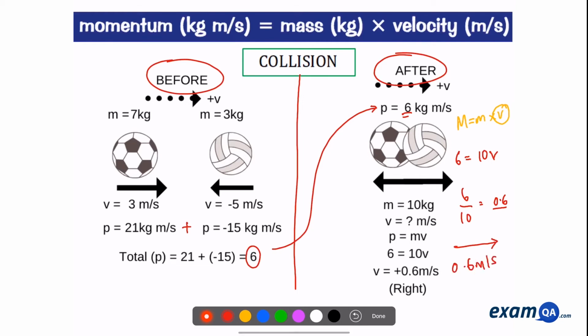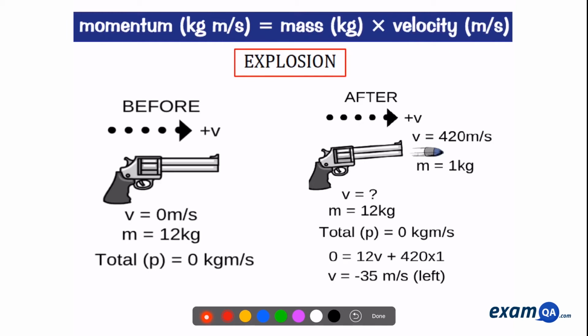So that's a collision. Now, an explosion is, for example, if you have a gun and you're going to shoot that gun. For those of you who play Call of Duty or Fortnite, you know that when you shoot a gun, it begins to recoil. So it'll move backwards. Before you shoot the gun, nothing's moving. So the total momentum before is 0.